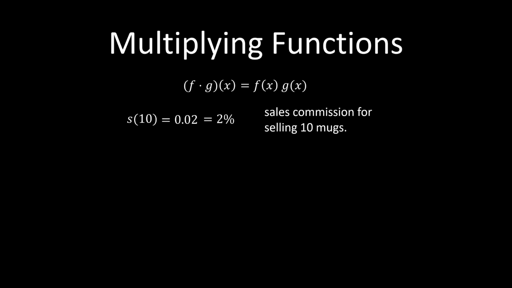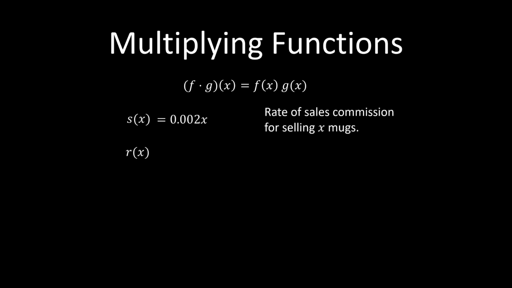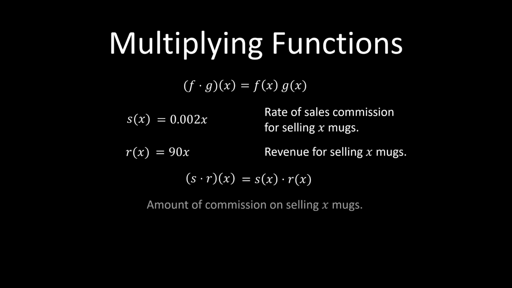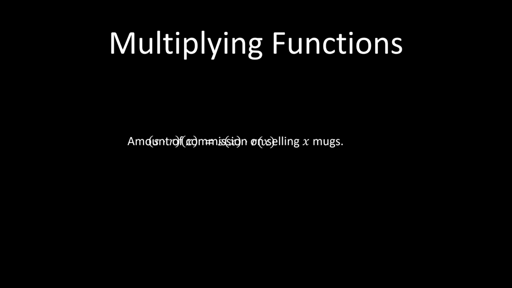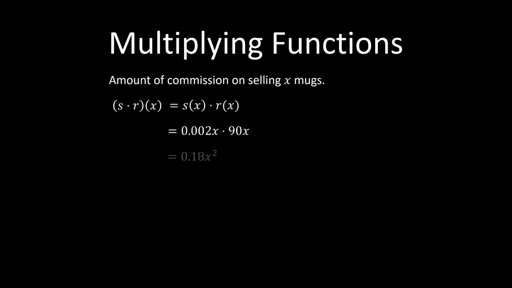Now, the commission is based on the revenue. So let's use our revenue earlier. Hence, the amount of commission on selling x mugs is given by the product s of x times R of x. By substitution, we obtain an expression for the amount of commission in terms of the number of mugs sold.